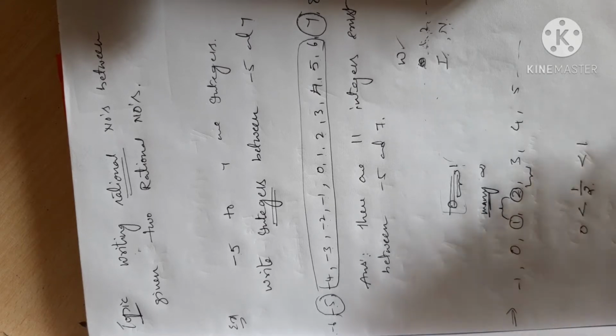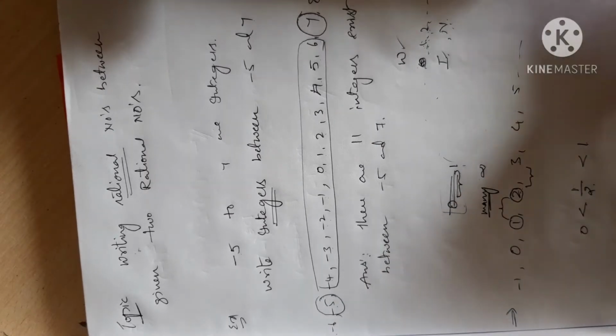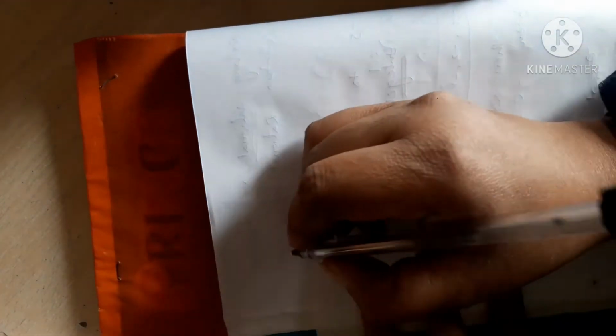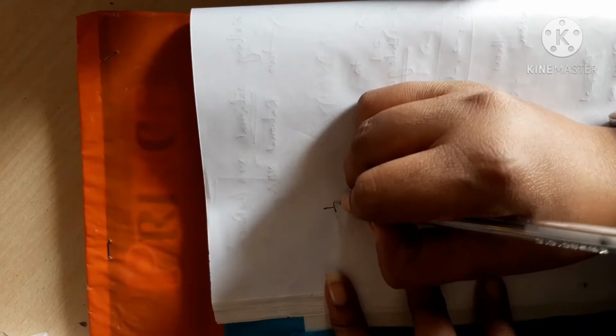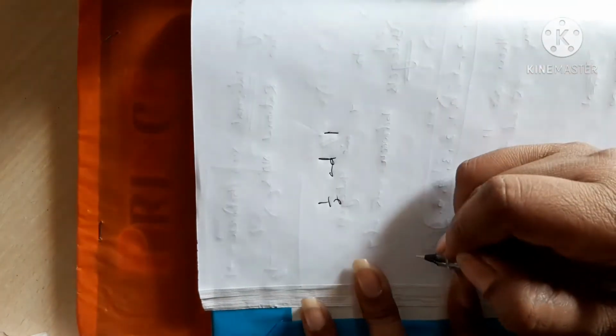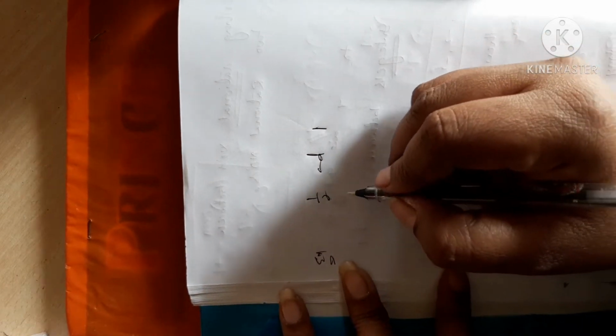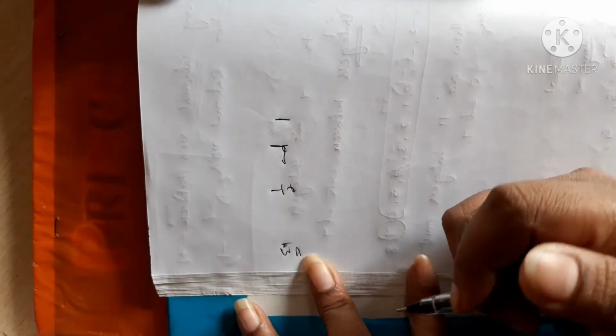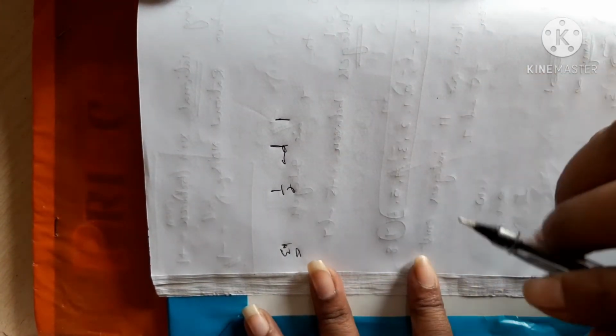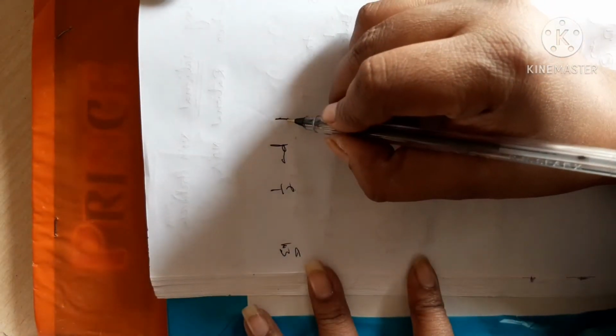Again, between 1 by 2 and 1 also, there are some numbers. Let's take an example, then you'll understand. I am taking here 1 by 2 and 1. How many rational numbers exist between 1 by 2 and 1? I am saying many. So, teacher, what is the proof that many numbers exist between 1 by 2 and 1? Okay, I'll explain.